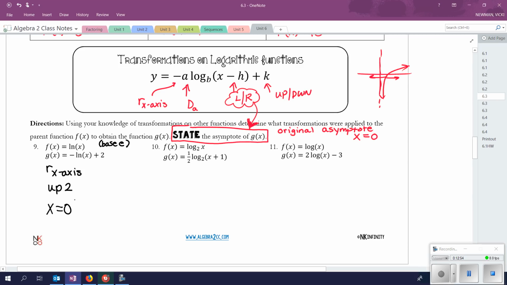Number 10, log base 2 of x. Now we have a 1/2 log base 2 of x plus 1. So the 1/2 outside is a dilation of a half. Inside, we're going to the left 1, which means our asymptote moves to be x equals -1.